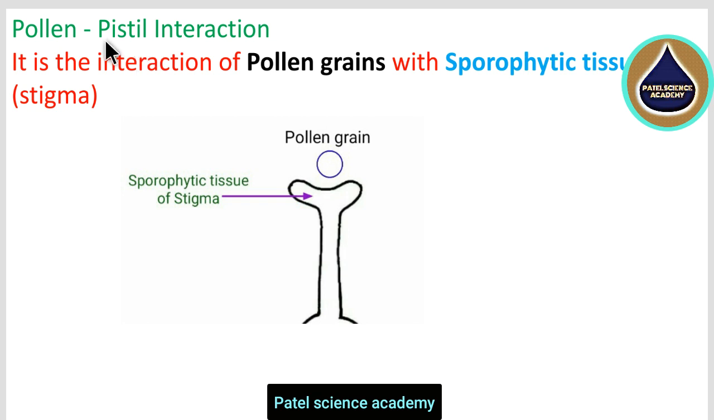Today's topic is pollen-pistil interaction. What is pollen-pistil interaction? It is the interaction of the pollen grain, this one which is the male part of the flower, with the sporophytic tissue of the stigma, this part.